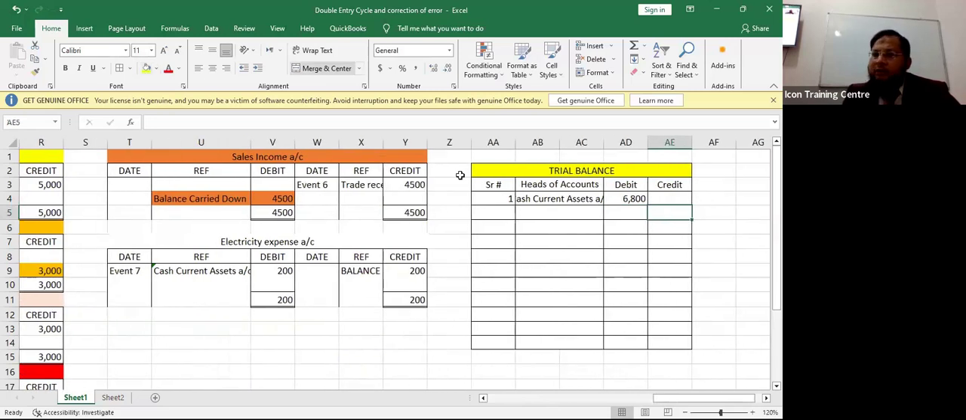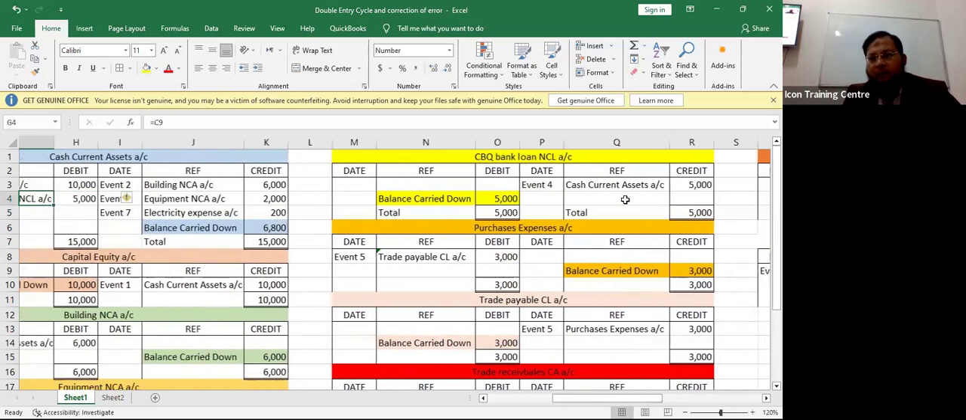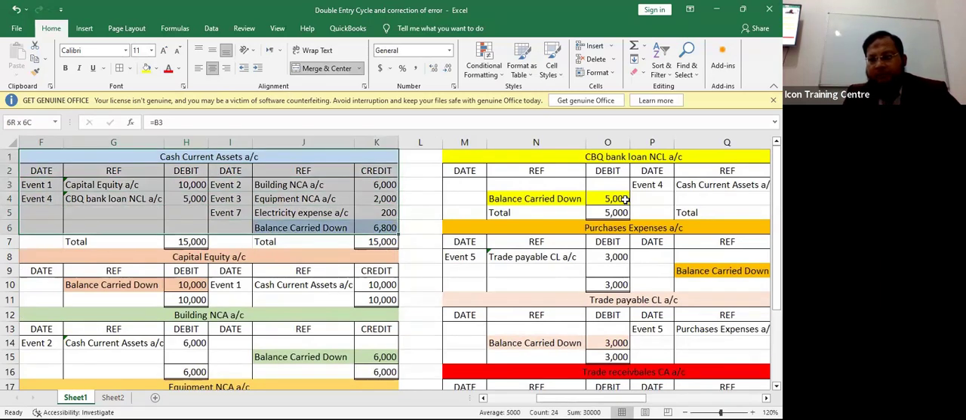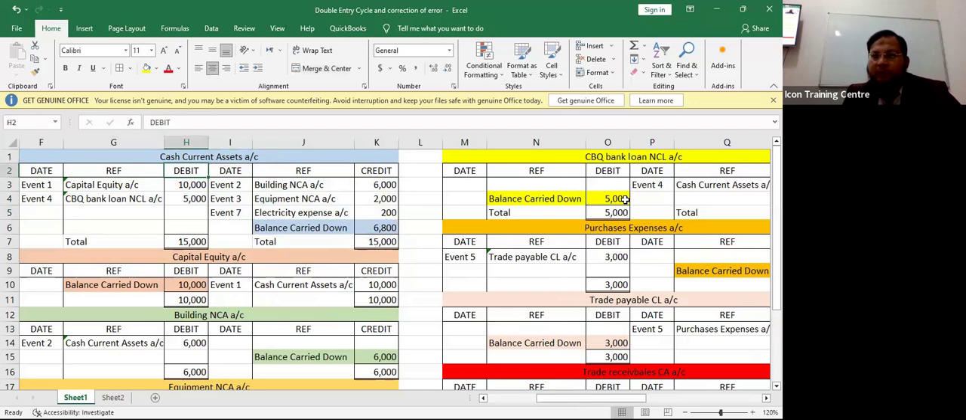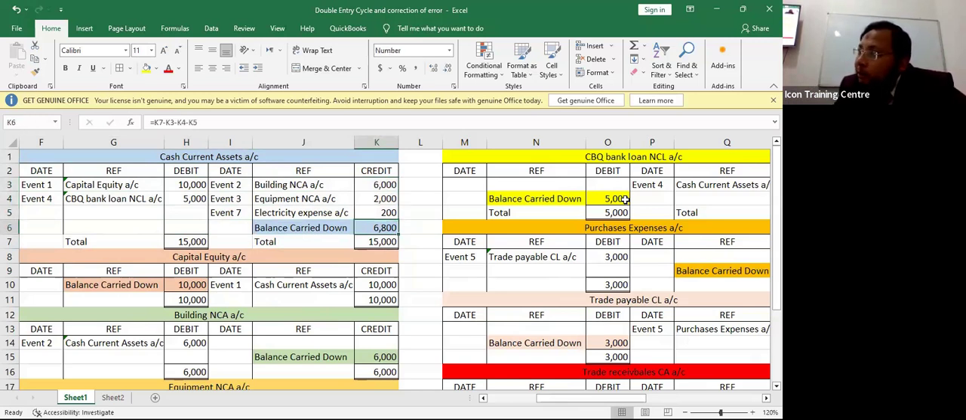This is very simple. So cash current asset account, serial number one, the balance is 6,800. It's a debit balance. Why? Because we have a debit balance here. What is the total of the debit side? 10 plus 5, 15. So we'll bring the total here, 15. And the total of the credit side, you can check at the taskbar, is 8,200. You see? Here plus 8,200. So when we subtract 8,200 out of 15,000, we are left with 6,800. And it's a debit balance.